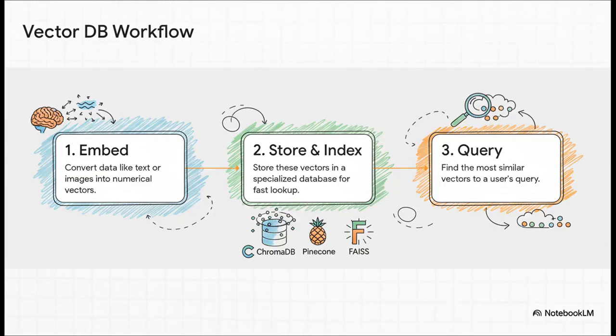And the way it works is actually pretty straightforward. First, you take all your data, your documents, your images, and you turn them into those vector embeddings. Second, you load them up and index them in the database. And finally, when someone asks a question, you just turn their query into a vector and tell the database, hey, go find me the closest matches.